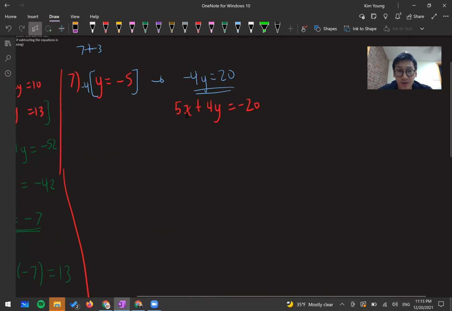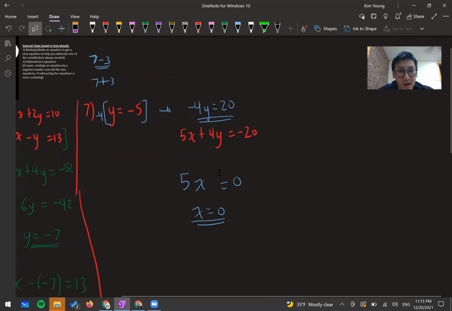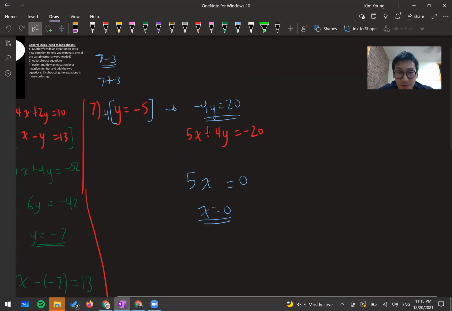Okay, so then add the two left sides. Negative 4y and 4y are like terms. So it's going to be 5x plus 0. And then 20 plus negative 20, that's 0. In other words, x is equal to 0. And then plug this into this equation to solve for y.